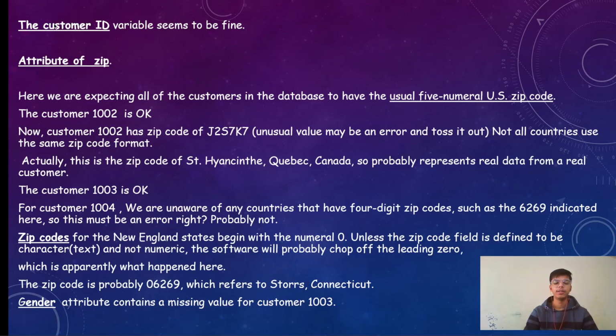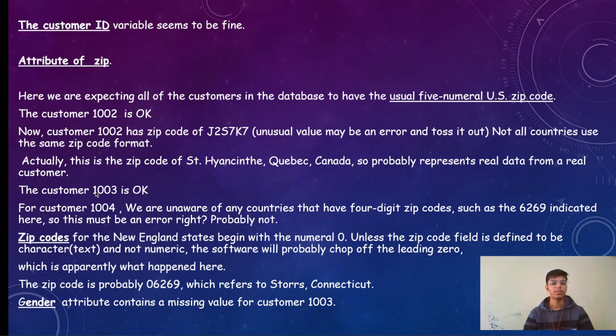Let's start with customer ID. The variable seems to be fine. Now in the attribute of zip, we are expecting all the customers in the data set to have the usual 5 numerical US zip code. The customer 1001 is okay. Now customer 1002 has zip code T2LZK7. An unusual value may be an error and we toss it out. But not all countries use the same zip code format. Actually, this is the zip code of Saint Hyacinthe, Quebec, Canada. So it probably represents real data from a real customer.